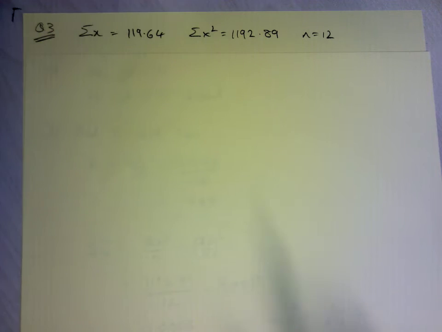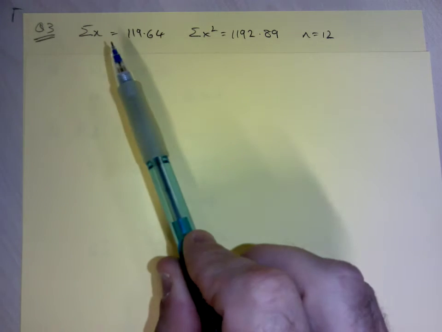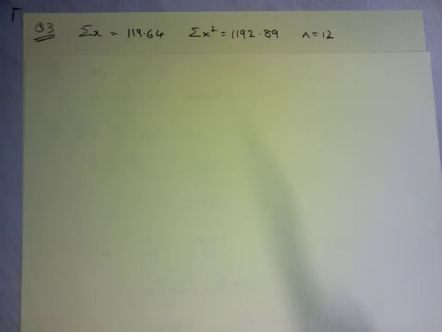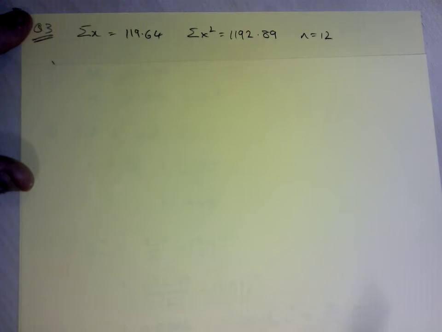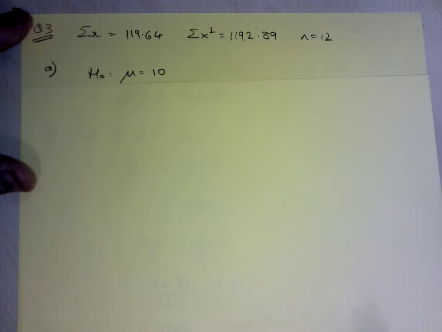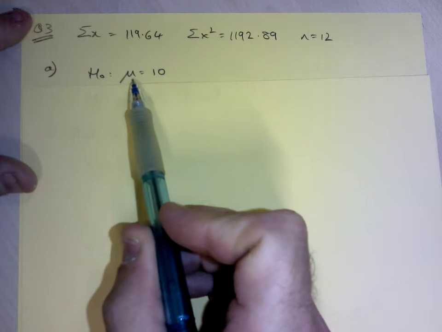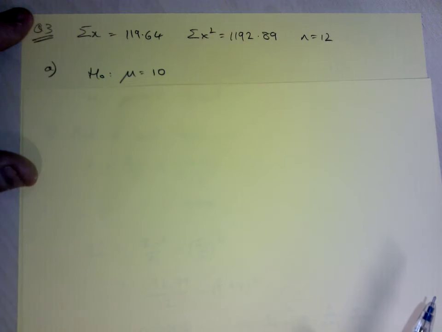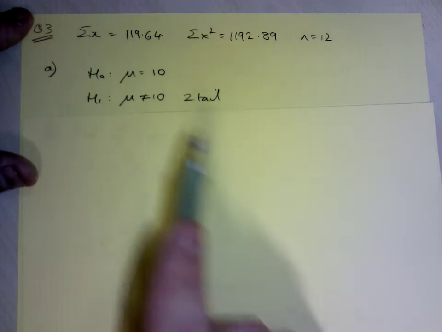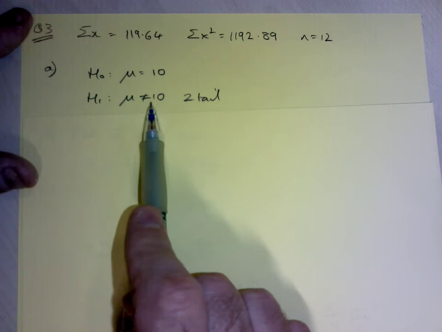Okay, looking at question 3, I've just jotted down the key information from the question there. Part A asks for suitable hypotheses. Now, the question says that her belief is that they are not 10. But of course, I've always got to set up my null hypothesis of a belief it being something. I always need the null hypothesis to be equals. So my null hypothesis is I believe it is 10. And the alternative then is that I believe that it's not 10.